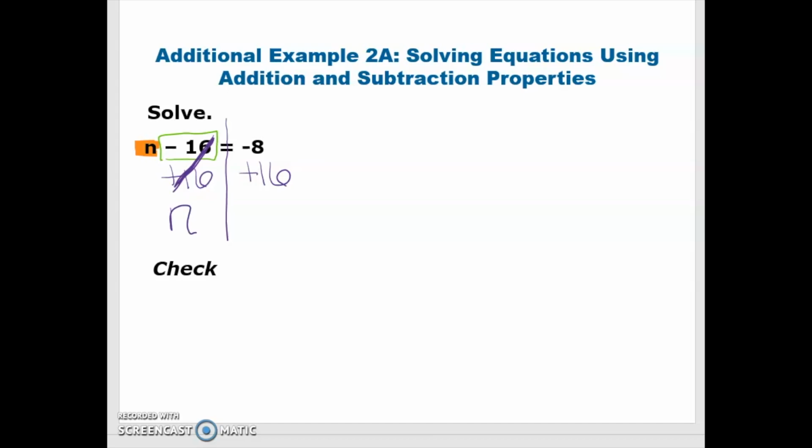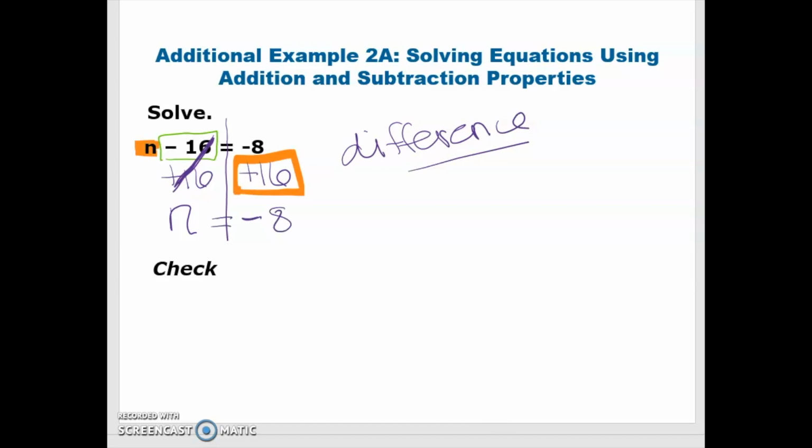Now we need to go back to our negative and positive rules. They have different signs. Different means first, which one's further from 0. The positive is further from 0, so our answer will be positive. Different signs, remember that's that key word we talked about earlier in this section, difference. That means to subtract, so we get a negative 8. So our answer, n equals negative 8.